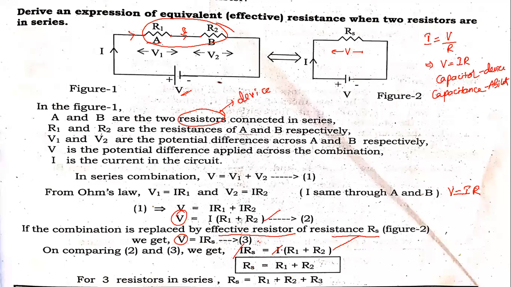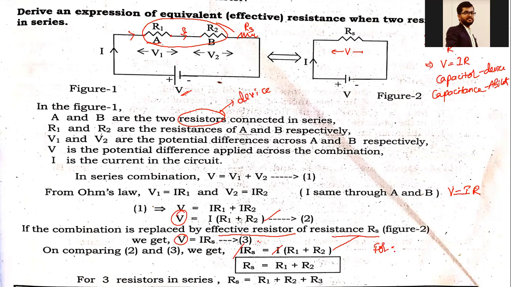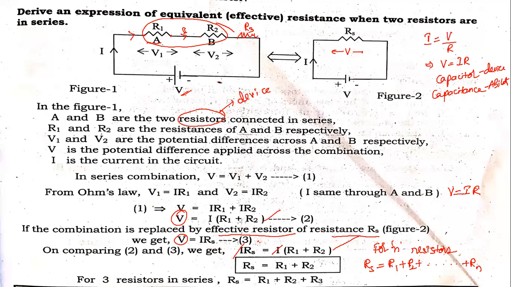Rs stands for series. Here there are only two resistances; if I add another resistance, R3, then for 3 resistors in series, Rs is equal to R1 plus R2 plus R3. For n resistors, if we connect n resistances, Rs is equal to R1 plus R2 and so on up to Rn. So this is the required result. When the resistors are connected in series, the effective resistance is given by Rs is equal to R1 plus R2. Did you understand a little? Is it okay, when the resistances are connected in series?